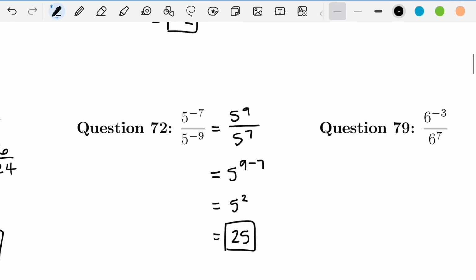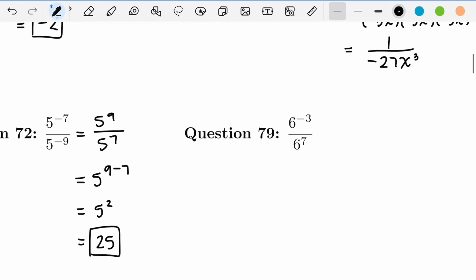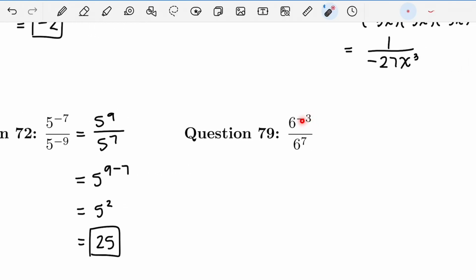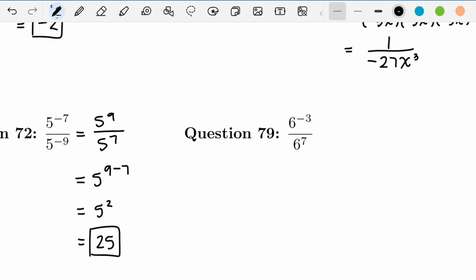All right. Now for question 79, we could do something similar. We could subtract. We could have minus 3 minus 7, or we could rewrite this with a positive exponent first. You're going to end up with the same answer. I'm going to choose to rewrite this with positive exponents. So we'll get this here.